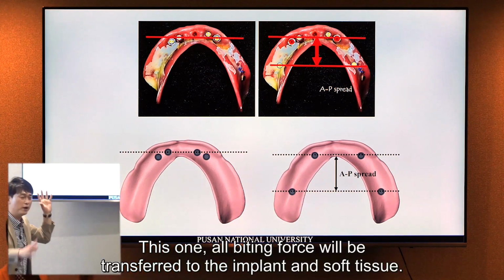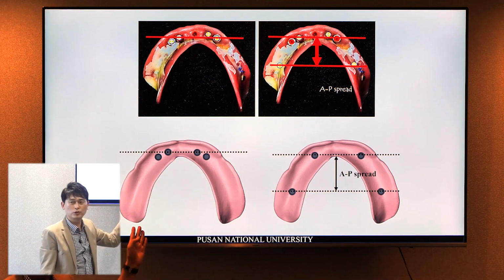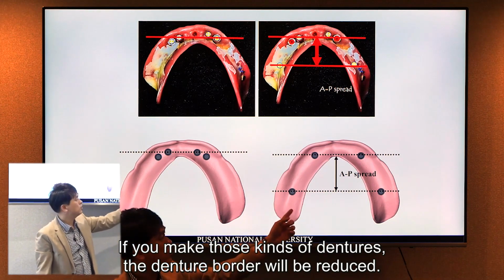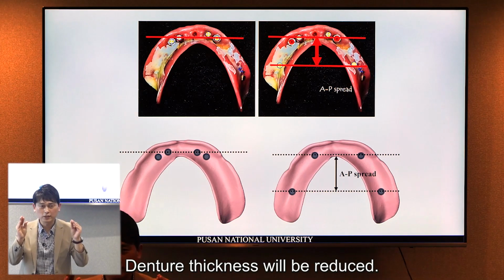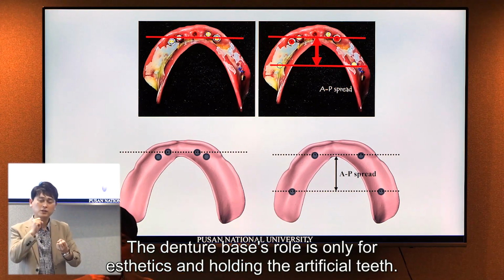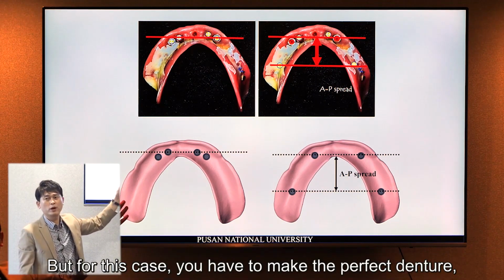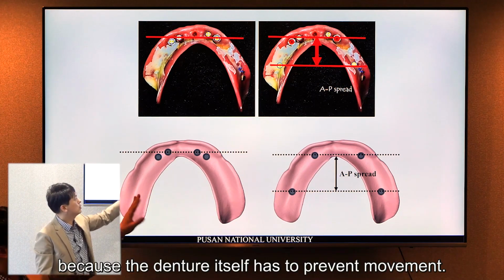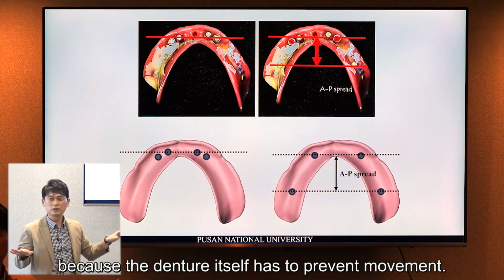This one, every biting force will transfer to the implant and soft tissue. If you make this kind of denture, the denture border will be reduced and the denture thickness will be reduced. The denture base is only for aesthetics and holding the artificial teeth. But in this case, you have to make a perfect denture, because the denture itself has to prevent the movement.